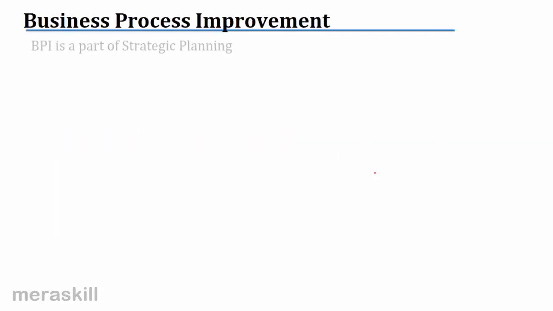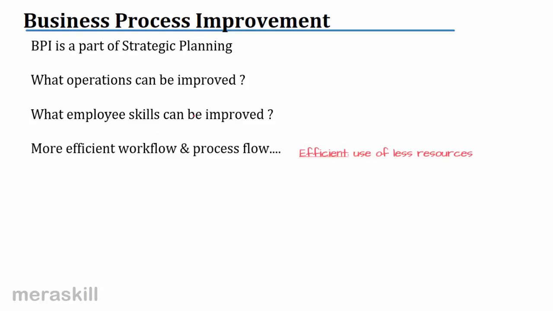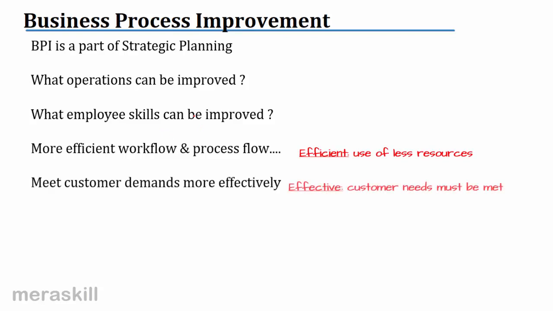What do you mean by business process improvement? It's a part of strategic planning. Do you remember strategic planning, students, when we did strategic management? So top management needs to be involved. We are trying to improve the processes of a business. What are the operations that can be improved? What are the employee skills which are required, which can be improved? What is the purpose of all this business process improvement? So that we get a more efficient workflow and process flow, and meet customer demands more effectively.